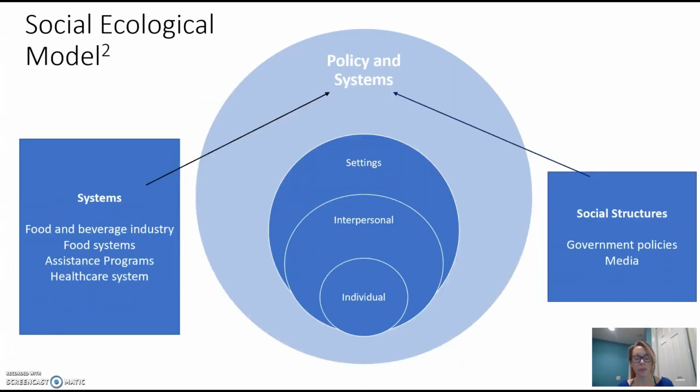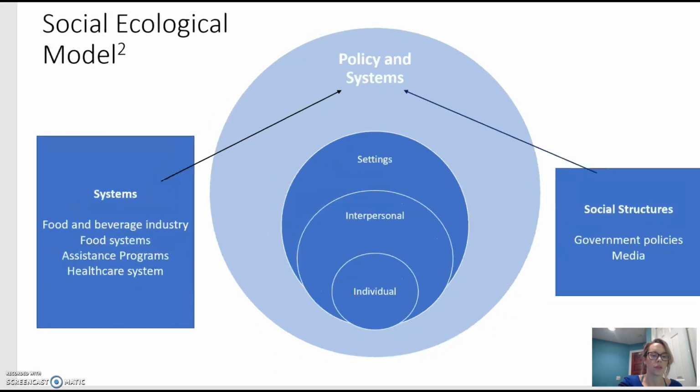The outer ring here represents the macro level impact that has affected the individual. This could be things they've heard from the media, advertisements they're exposed to, lack of health care because they don't have insurance, any other policies that have affected them.